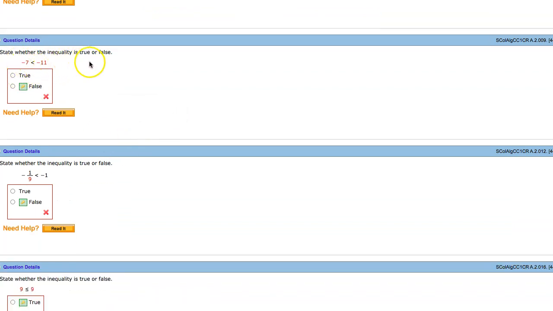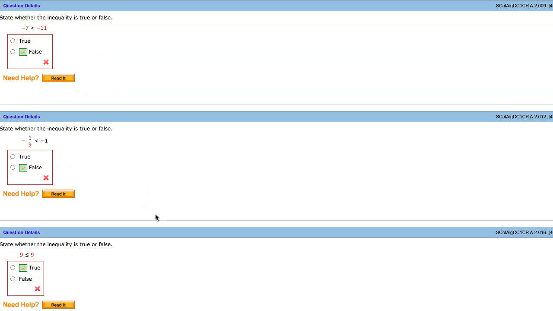Now number 5, state whether the inequality is true or false. -7 is less than -11. That's actually false, because -7, guys, on the number line, the further left you go, the less you are in nature. So -7 is greater. And we get the idea on these.